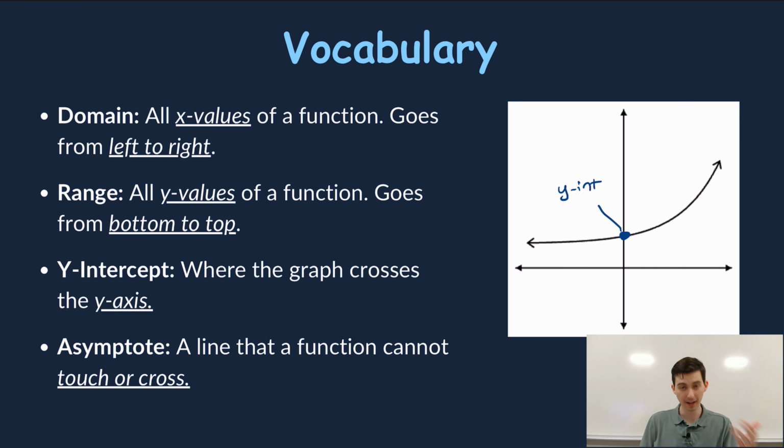An asymptote is a new word. An asymptote is a line that a function cannot touch or cross. So we were talking about in the beginning, we have this line that's kind of like our baseline level for our exponential. So everything else is going to be above it or below it in some special cases. But here, with an asymptote, we can't go below that line. So we're going to get really, really close to it, but we can never actually touch it.